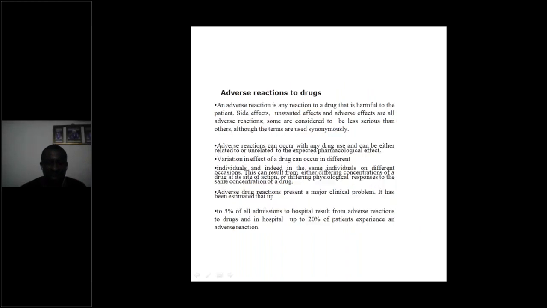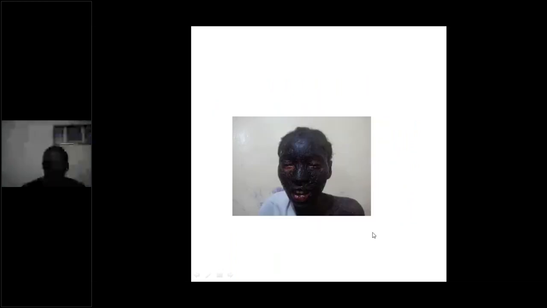So that's adverse effect. Let me just show you one adverse effect, then we'll round up on that. So this person took chloroquine, took a normal septrin. And you see, this is a normal septrin that you may have taken. So these are some of the unwanted effects.